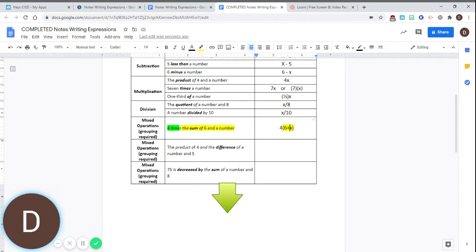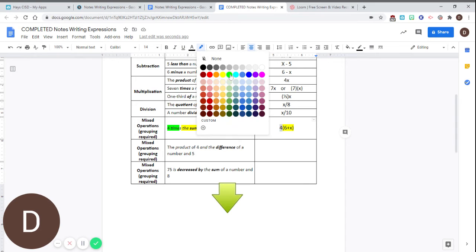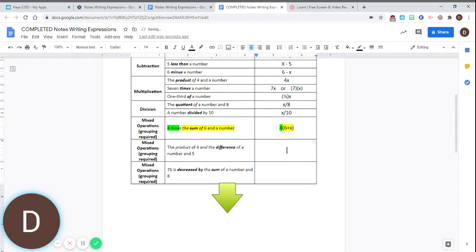But I'm multiplying that whole sum by 4 times. And so that's where that times 4 comes from. So 4 times the sum of 6 plus x is going to be how we would notate this phrase.